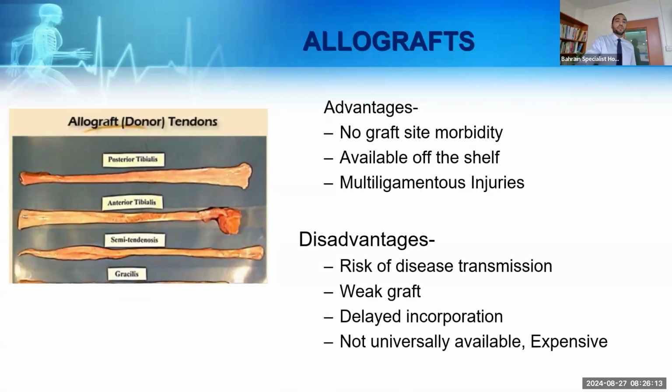There are many allografts available in the Western countries. These are very expensive. The advantage is that there is no graft harvest site morbidity. Also, it is very easily available and it can easily be customized. It can also be used in multiligamentous injuries. The disadvantage is that sometimes it can result in reactions. The body can react to the allograft, and also there is a disease transmission risk. Strength-wise, it is weaker compared to the autograft, and it has a delayed incorporation.